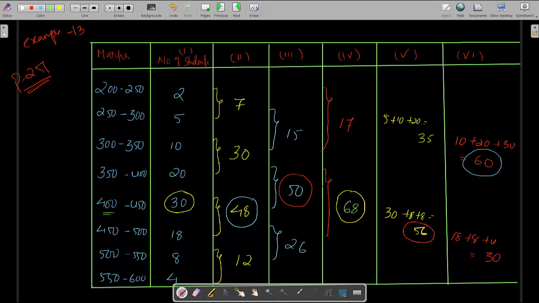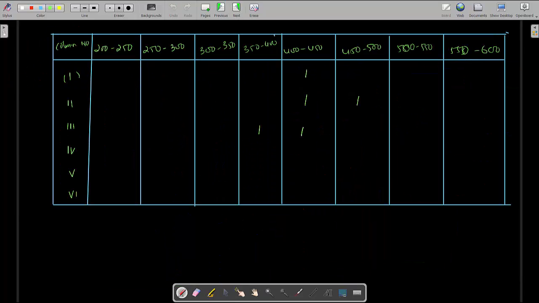Yeah. So we got 68 by adding 20, 30, and 18. So that is 350 to 400, 400 to 450, and 450 to 500. Let's start from 350. So 350 to 400, 400 to 450, and 450 to 500.